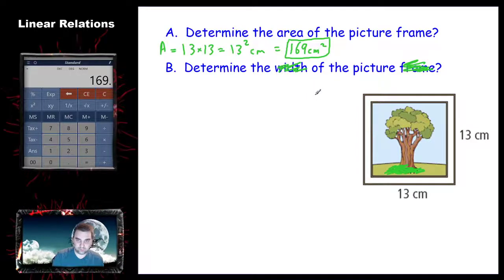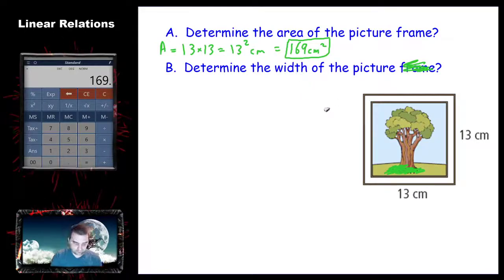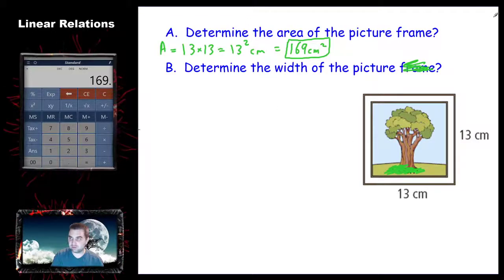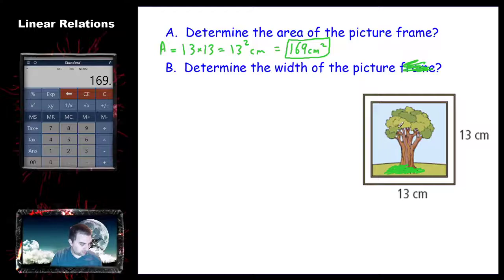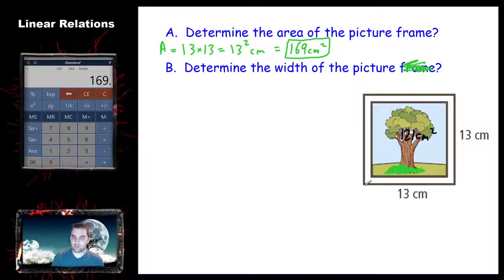Oh, actually, I want that. Determine the width of the picture, and the picture itself, I need a new color. The picture itself has an internal area of, let's do 121 centimeters squared. All right, now we can do something.